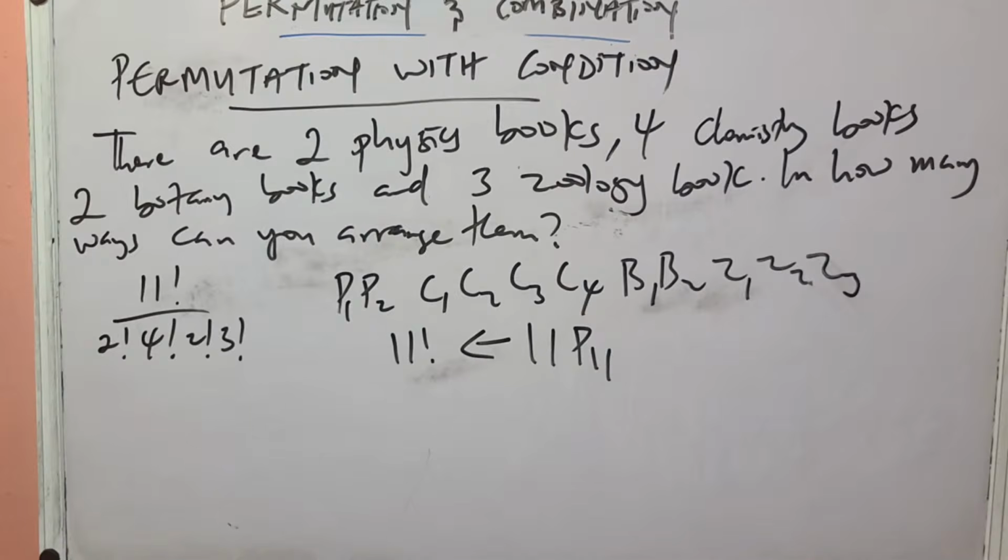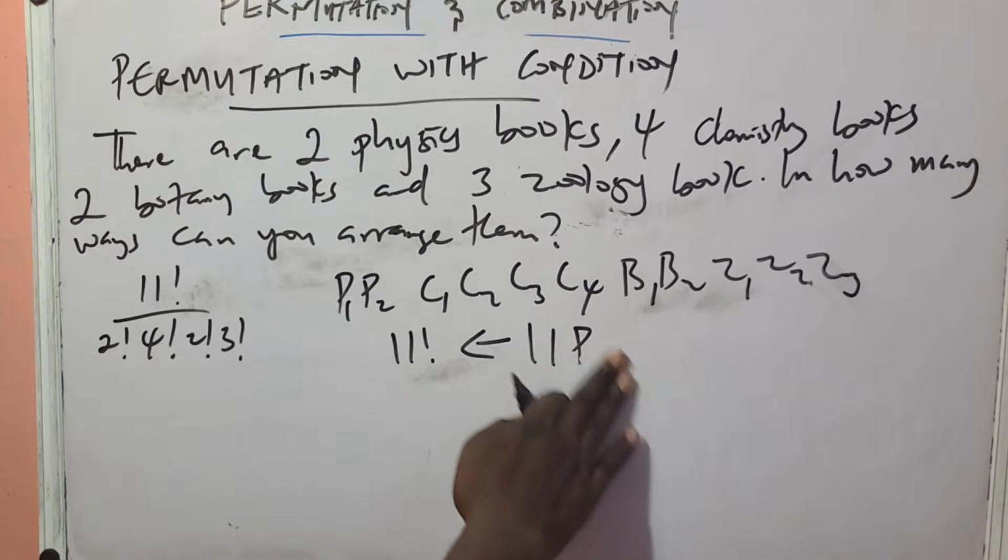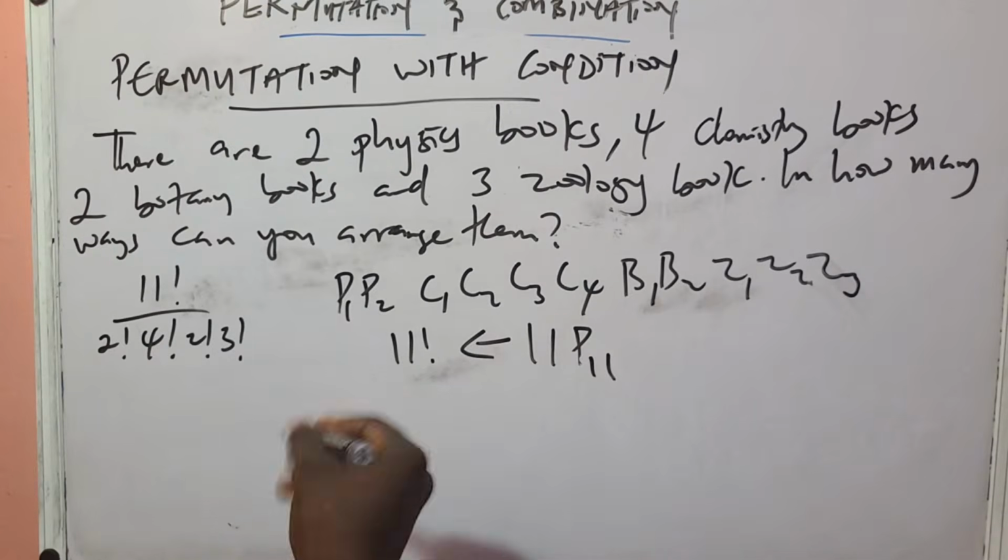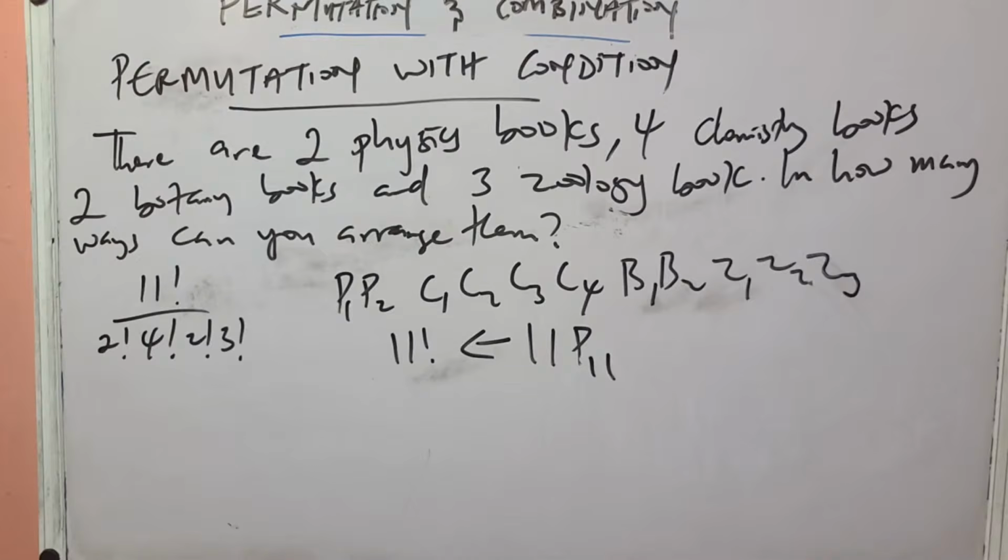You see it? So in this case now, I don't have any reason to do any other thing. I just want to arrange. The reason why we did the last question that way was because we were told that the books of the same type must be together. But in this case, we're not told that anything should happen. We're told to just arrange them. So we arrange them anyhow. Now, let me use this to give you a clearer understanding.